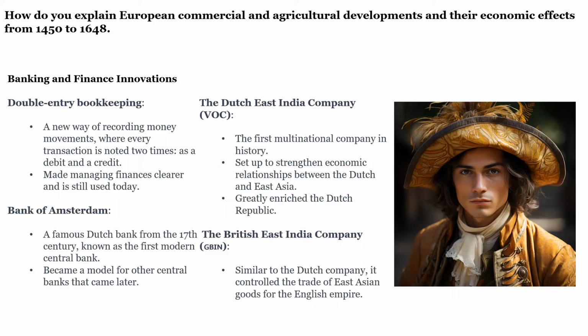The Bank of Amsterdam. It's a famous Dutch bank from the 17th century, known as the first modern central bank. It became a model for other central banks that came later, and it allowed the Netherlands the ability to do both monetary and fiscal policy, which helped set up the Dutch East India Company, or VOC for short.